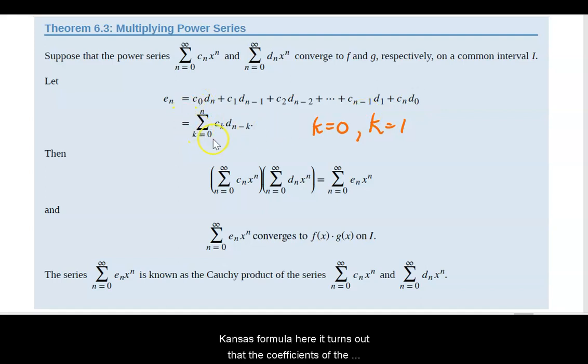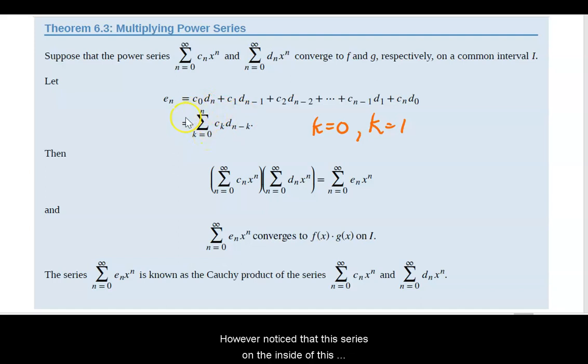In this formula here, it turns out that the coefficients of the series are themselves generated by a series. In other words, E sub n is itself a series, meaning that you have a series inside of a series, or nested series. This means that in order to know what the coefficient of the nth term of the product is, I need to compute the following series.